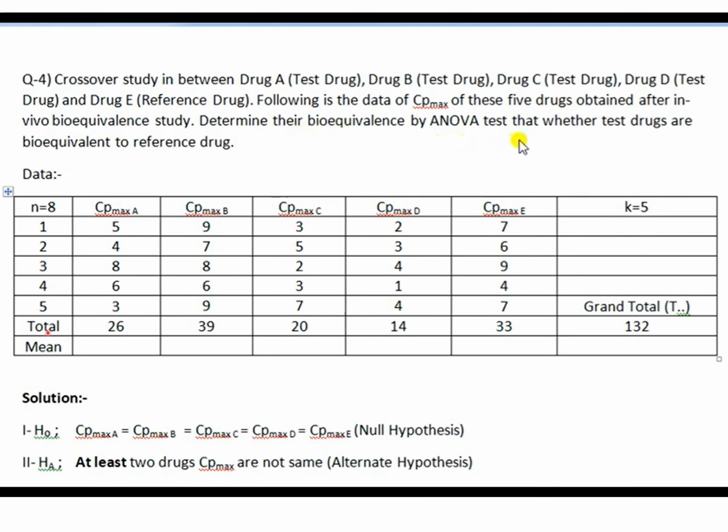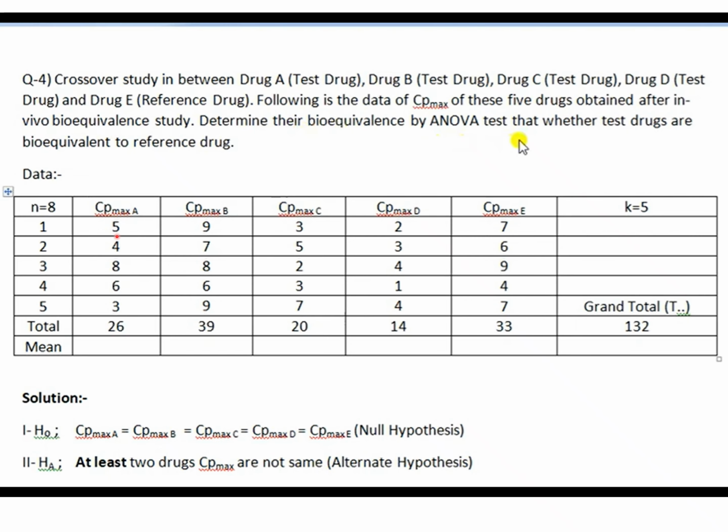Now, we can easily understand a design like the Latin square design, or any other design, if we see a problem and its associated solution. For example, consider a crossover study between drug A, drug B, drug C, drug D, and drug E. These are patients 1, 2, 3, 4, 5, and A, B, C, D are the drugs.